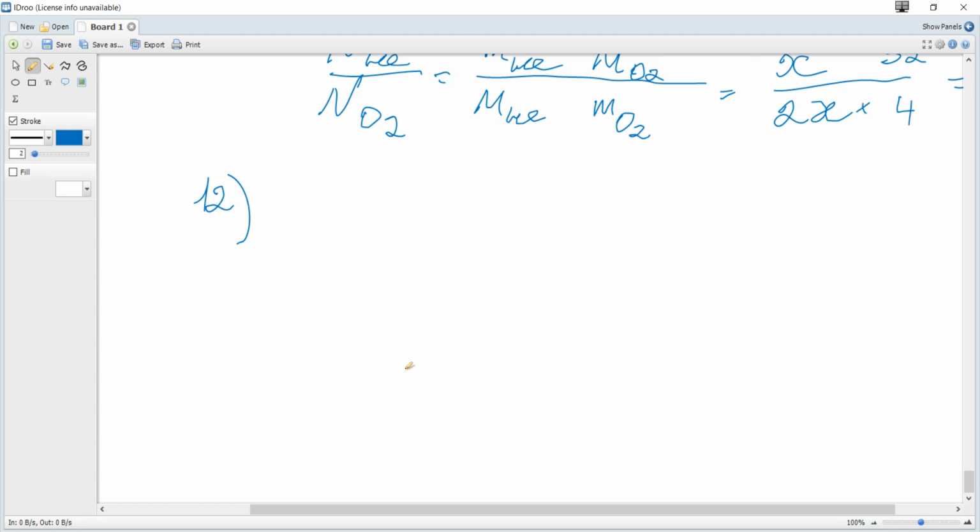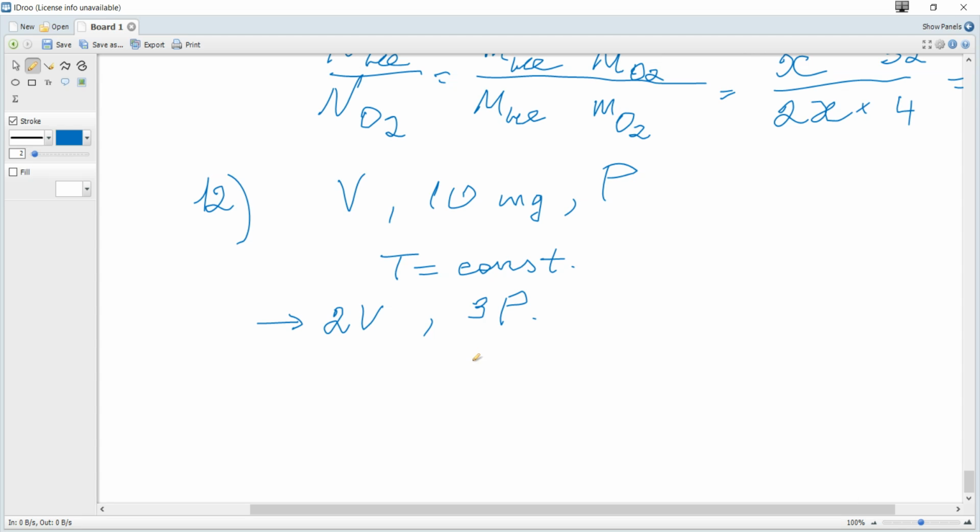A balloon of volume V contains 10 milligrams of an ideal gas at pressure P. An additional mass of the gas is added while the temperature is constant. This change causes the volume to increase to 2V and the pressure to 3P. What is the mass of the gas added, delta M, required?